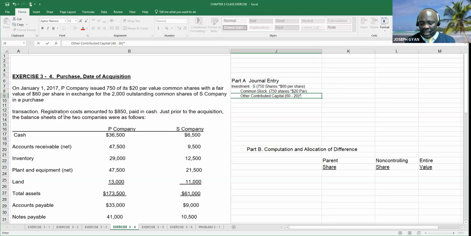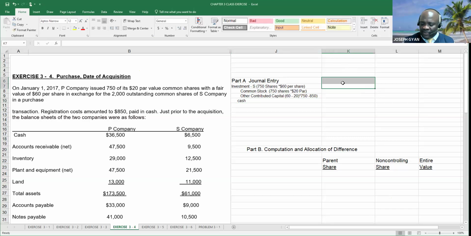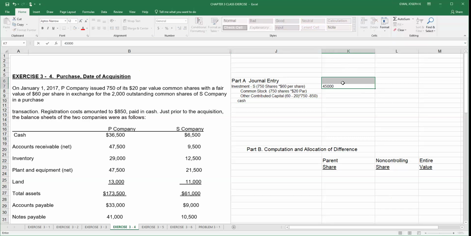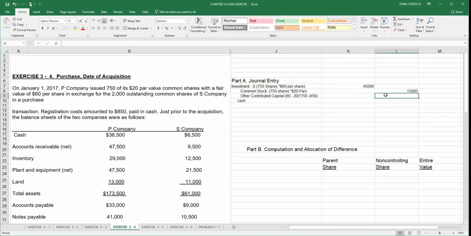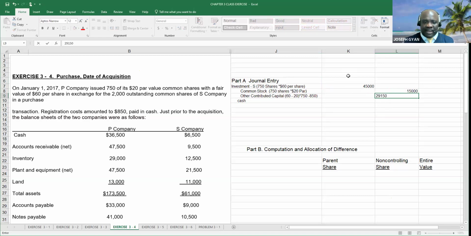You can do it two ways. We have to subtract it, very good. So 750 times the price, minus how much they paid, 850, right? You can do that together, or you can do it separately, it is the same. Then we credit the cash. So I remember, Fatima, you said this one is 45,000 and this one 15,000 common stock, and then other contributed capital is 29,150.